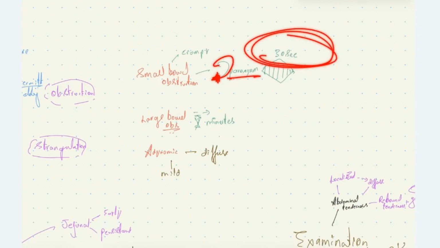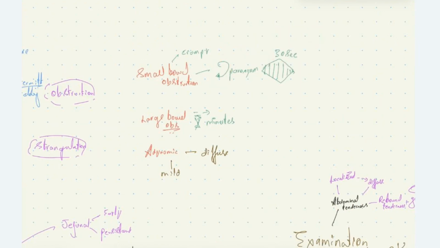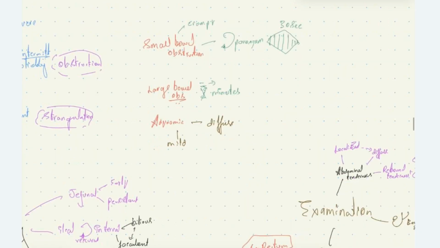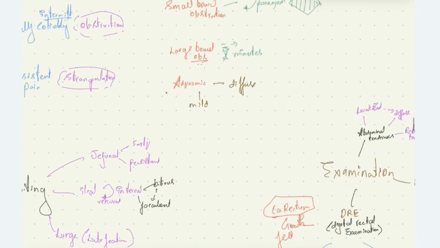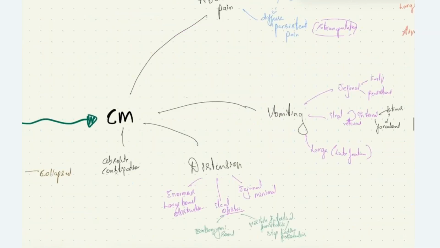At an interval of every 30 seconds, we see recurrent paroxysms of pain in small bowel obstruction. The pain has a crescendo-decrescendo pattern, that it will increase and then decrease. In case of large bowel obstruction, the pain goes on for minutes and then it recurs. In small bowel, we saw it recurs every 30 seconds. In large bowel, it takes more time to recur. In adynamic obstruction, the pain will be mild and diffuse, as in paralytic ileus.